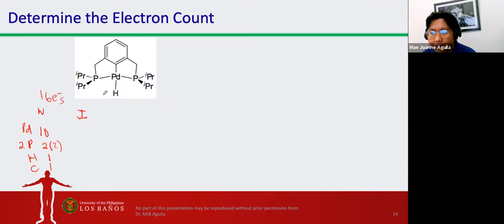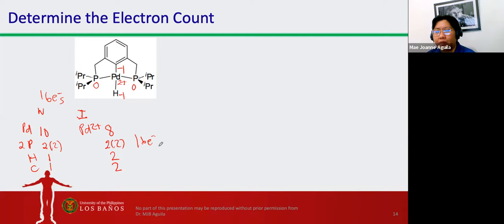For ionic, you should be able to figure out the charge first. Hydride is -1. The phosphorus site here is 0, but carbon here is -1. So palladium is 2+, so it removes 2 of the electrons. You're left with 8 electrons. So this is a d8 metal. But in all cases, you have 4 ligands. So the phosphorus 2, hydride 2, carbon of this aryl ring would be 2. And we have 16 electrons as well.